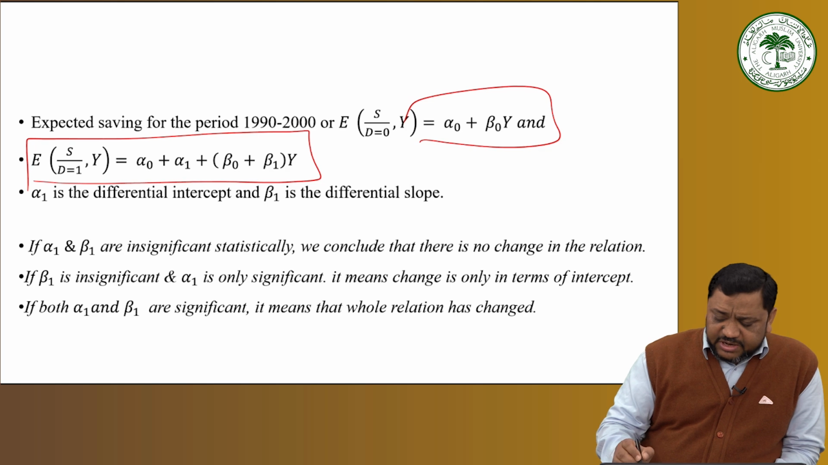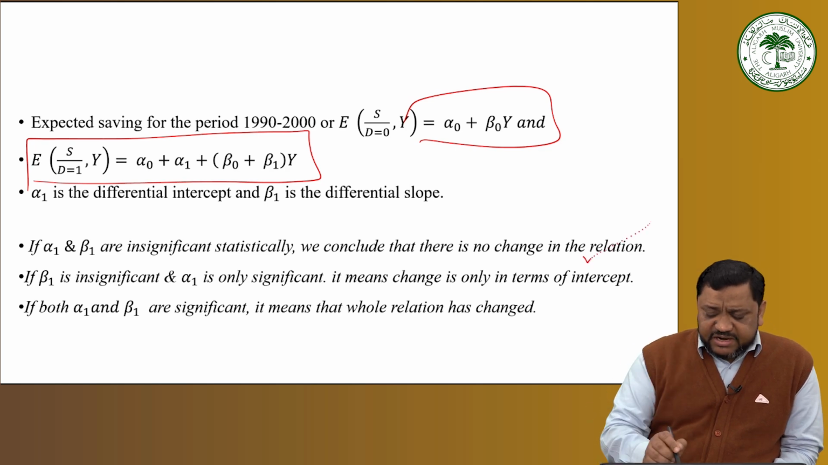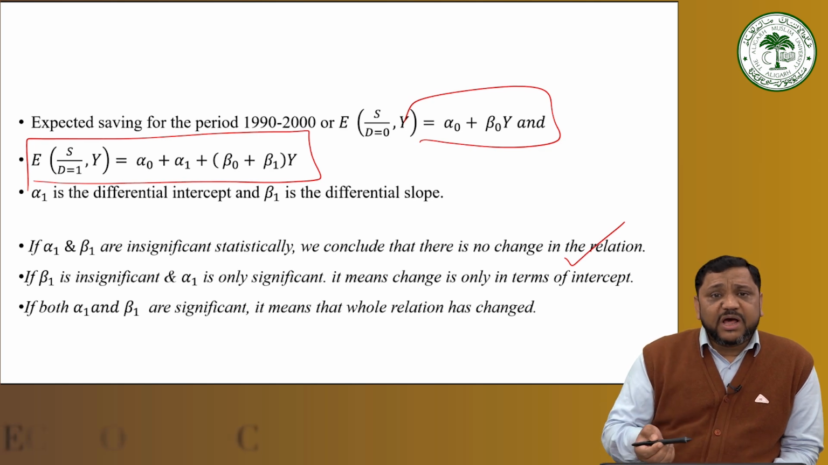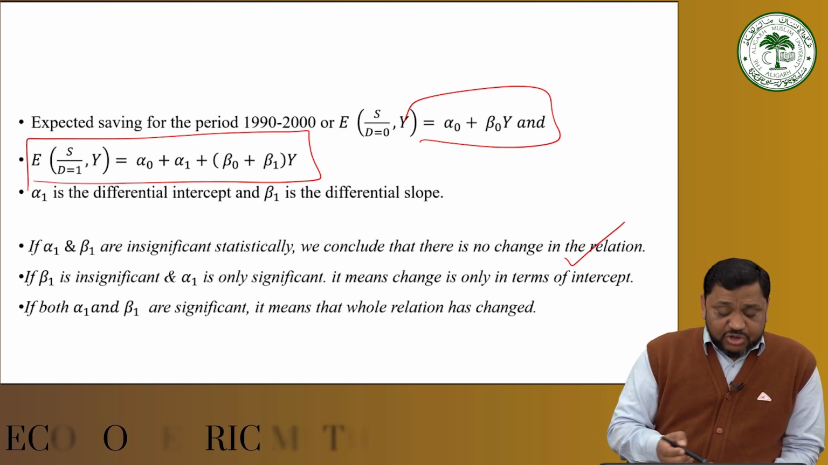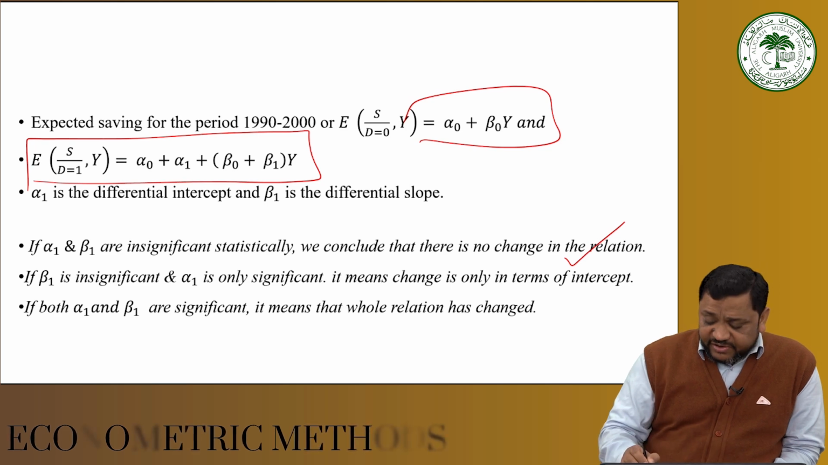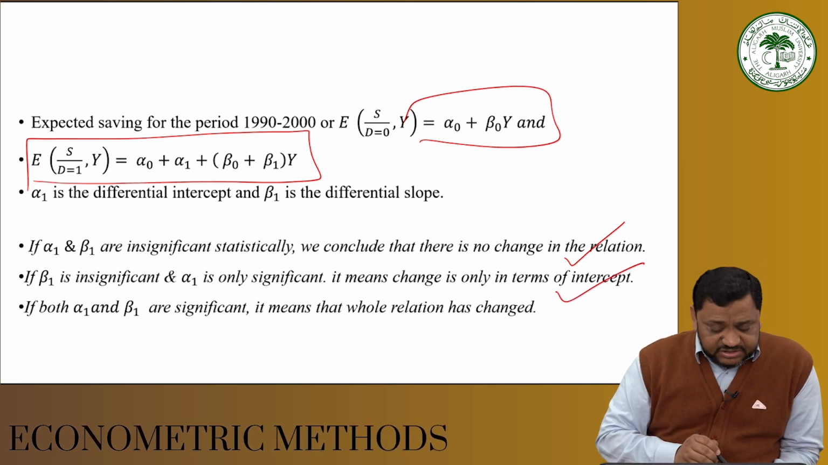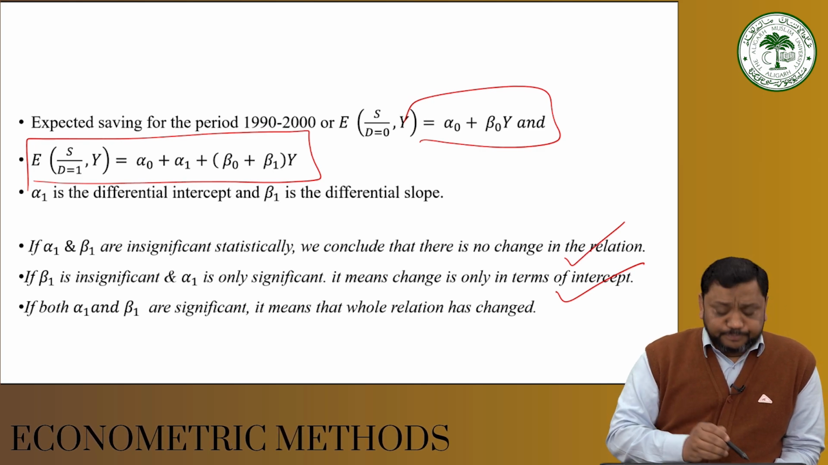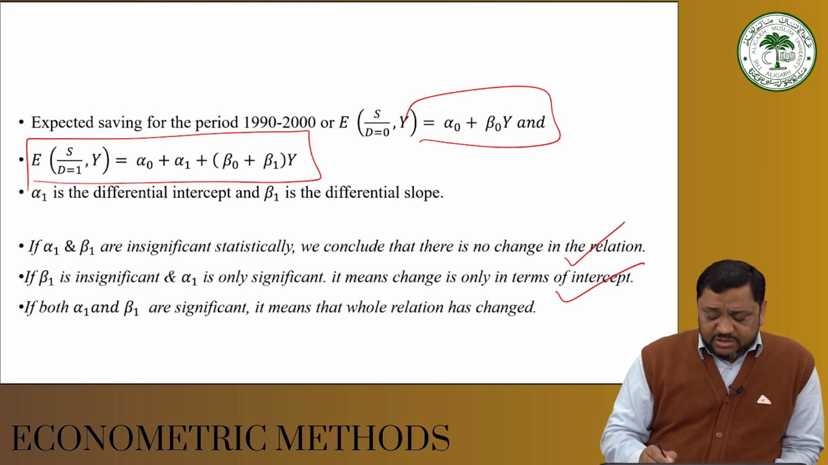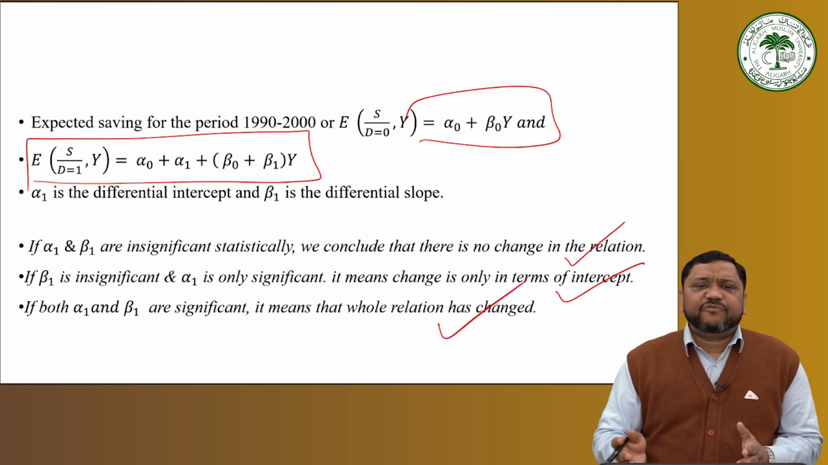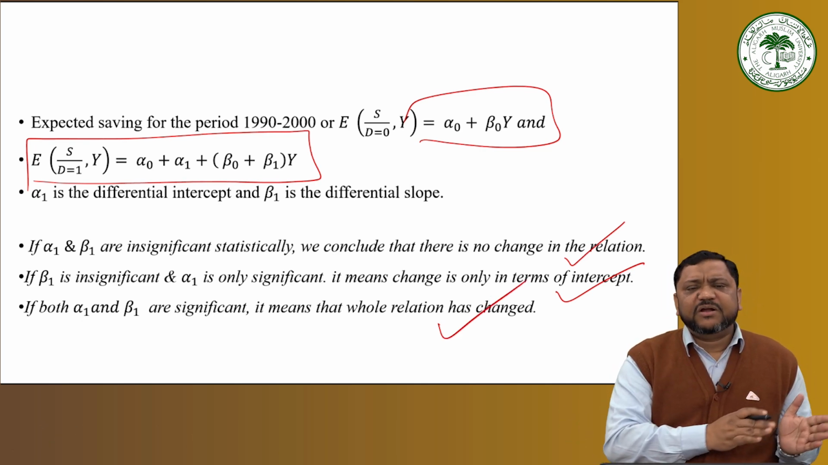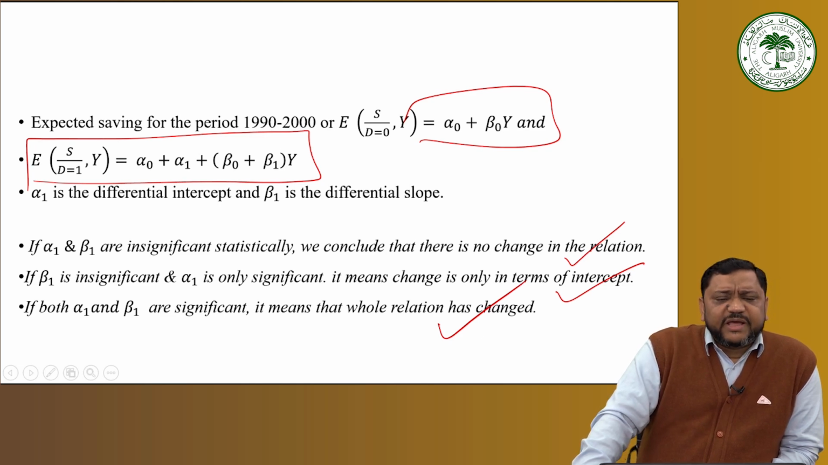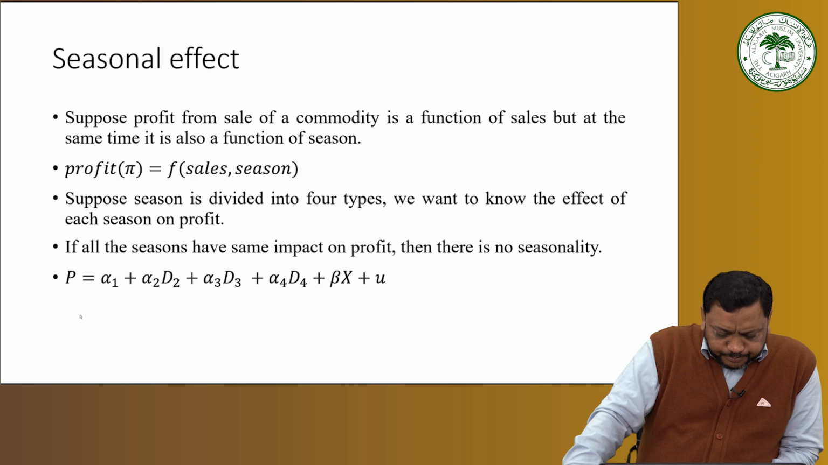If alpha 1 and beta 1 are statistically insignificant, we say that there is no change in the relationship. If beta 1 is not significant and only alpha 1 is significant, it says that there is a change in the intercept. And if both alpha 1 and beta 1 are significant, it means the whole relationship has changed from the period before 1990 to after 1990. So this is how we use dummy variables for the case of stability of a function.